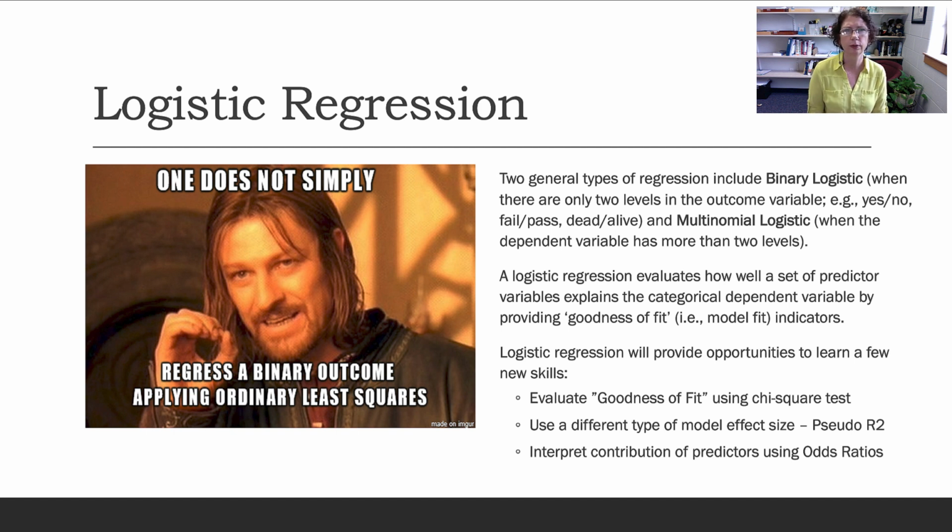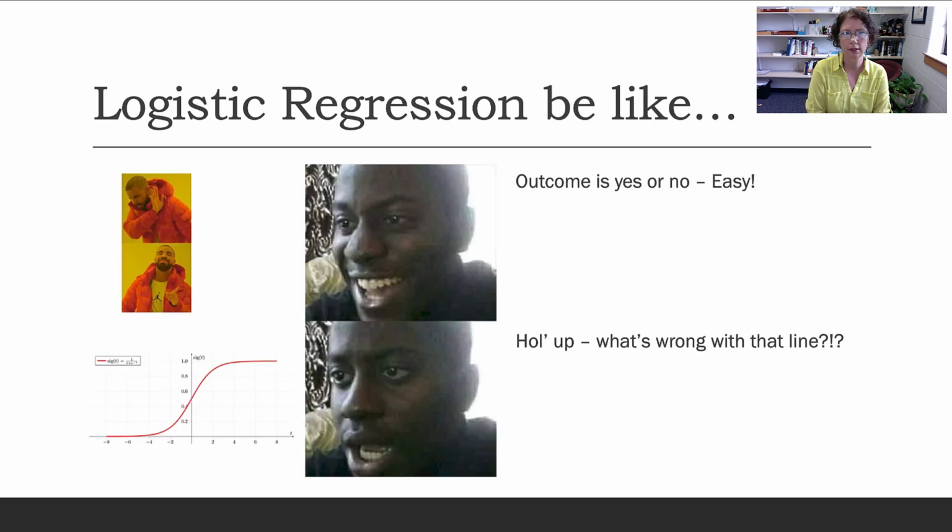And a logistic regression evaluates how well a set of predictors explains the categorical dependent variable. And we do this by looking at goodness of fit. You'll see that term used sometimes. So we're going to learn some new skills here. We're going to evaluate goodness of fit with the chi-square test. We're going to use a different type of model effect size. This one's called pseudo R-squared. And we're going to interpret contributions of the predictors using odds ratios. So let's see what this looks like.